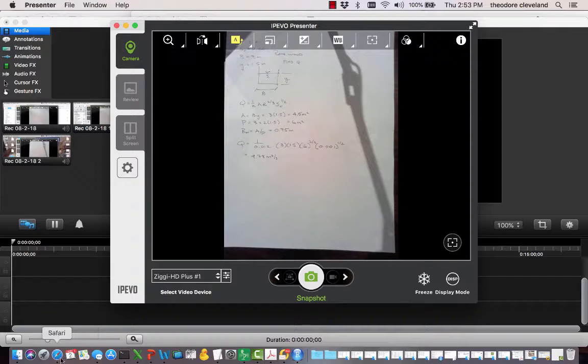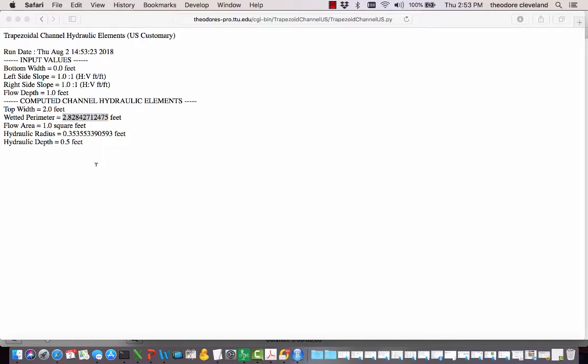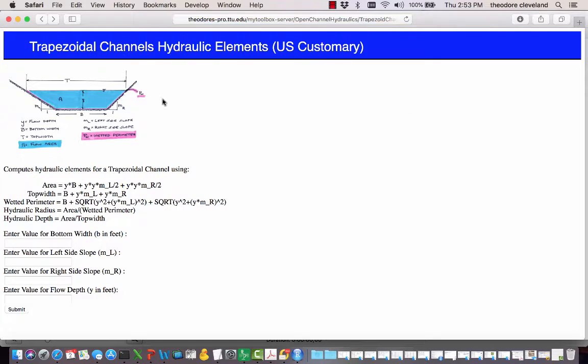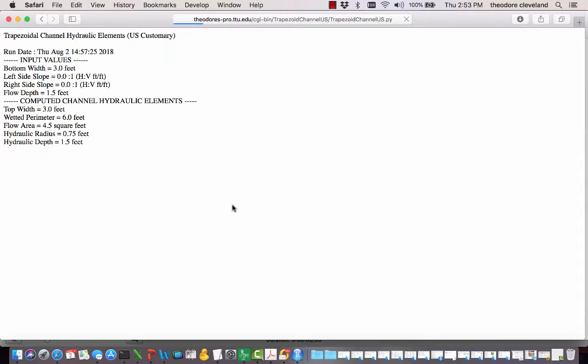We can check our work again with our online tool. So rectangular, bottom width is 3, side slopes are now 0, and flow depth is 1.5 units. Hit the submit.